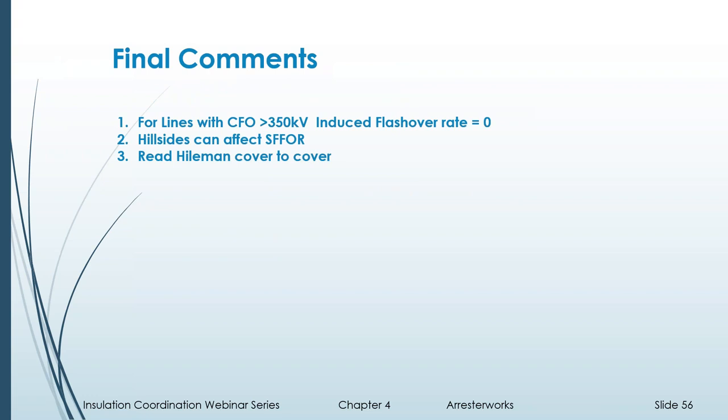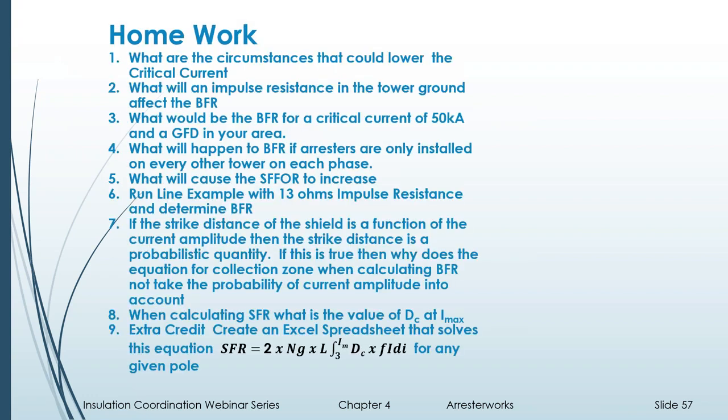So for lines, again, final comments here: for lines with a CFO of greater than 350 kV, there is no induced failure rate. We haven't even talked about induced failure rate, but there is none for those lines. Hillsides can affect the shield failure flashover rate. And if you have Heilman, I really suggest that you read it cover to cover.